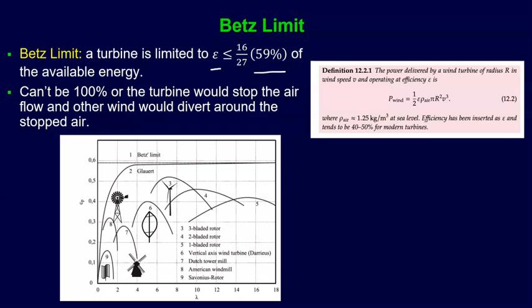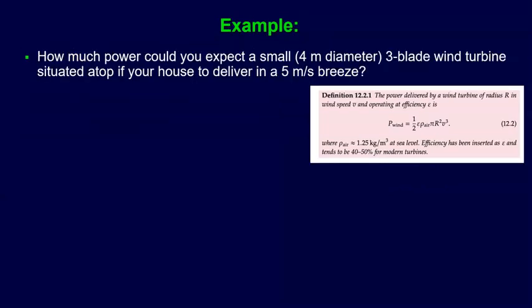And then what happens is all the other wind would just sort of divert around the stopped air. And so you can't get 100% efficiency. So typically the efficiencies we have are going to be between 40 and 50%. And we'll usually tell you in the problem which kind of efficiency we're dealing with. But just keep in mind that you can't get higher than 59%. And then typically it's going to be in some range less than that. All right, so let's try a quick example.